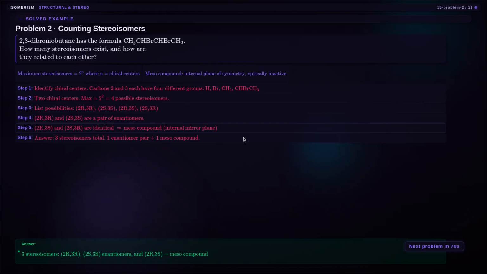Step 3. List the 4 possibilities. 2R3R, 2S3S, 2R3S, 2S3R. Step 4. 2R3R and 2S3S are a pair of enantiomers. Step 5. 2R3S and 2S3R are identical because there is an internal mirror plane. This is a meso compound. Answer. 3 stereoisomers total. 1 enantiomer pair and 1 meso compound.